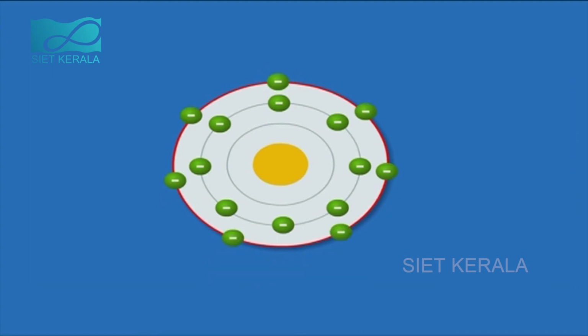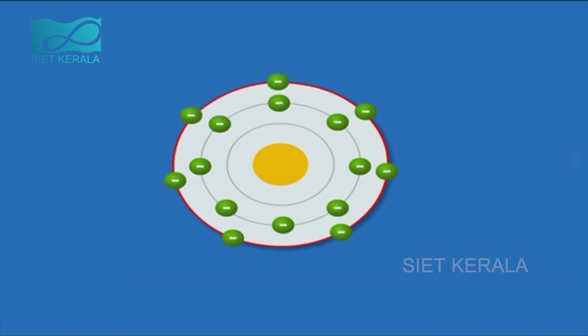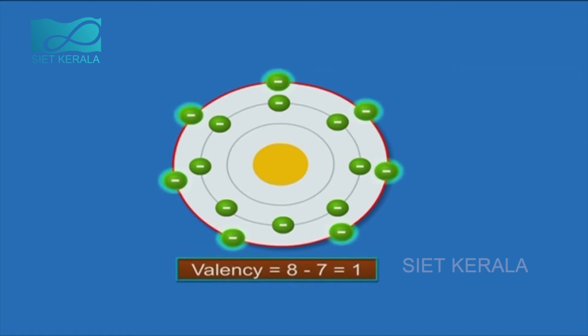On the other hand, if the outer shell has more than 4 electrons, the valency is 8 minus the number of electrons in the outer shell. For example, a chlorine atom has 7 electrons in the outermost shell. Here, it is easier for chlorine to gain 1 electron instead of losing 7 electrons. Hence, its valency is determined by subtracting 7 electrons from the octet, which gives a valency of 1.